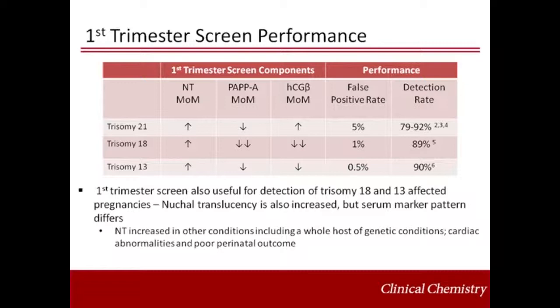A screen-positive result for the first trimester screen is a calculated risk of 1 in 270 for Down syndrome or 1 in 100 for trisomy 18. At these cutoffs, the first trimester screen reportedly will detect between 79 and 92% of Down syndrome-affected pregnancies at a false detection rate of 5%, depending on the publication cited. At a false positive rate of 1%, the first trimester screen will detect 89% of trisomy 18 affected pregnancies. The first trimester screen will also detect 90% of trisomy 13 affected pregnancies at a false positive rate of 0.5%. While these values are from published peer-reviewed studies, individual laboratories may report varying detection and false positive rates.